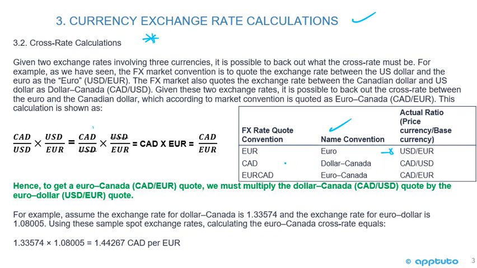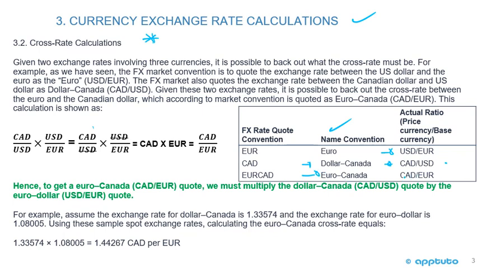Okay. So we also know that the FX market quotes the exchange rate between the Canadian dollar and the US dollar as dollar Canada. That's the naming convention. Price currency is the Canadian dollar and the base currency is the US dollar. So given these two exchange rates, it is possible to back out the cross rate between the euro and the Canadian dollar, which according to market convention is quoted as euro Canada.